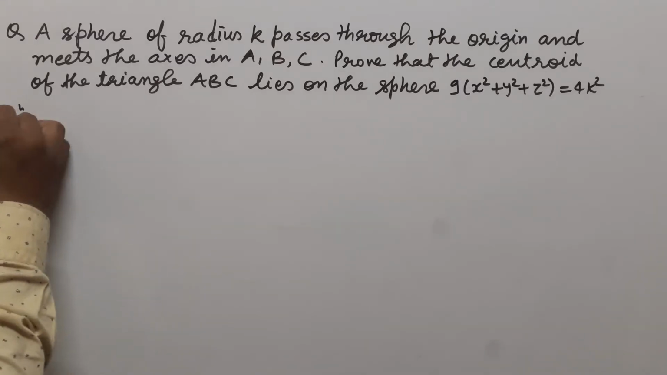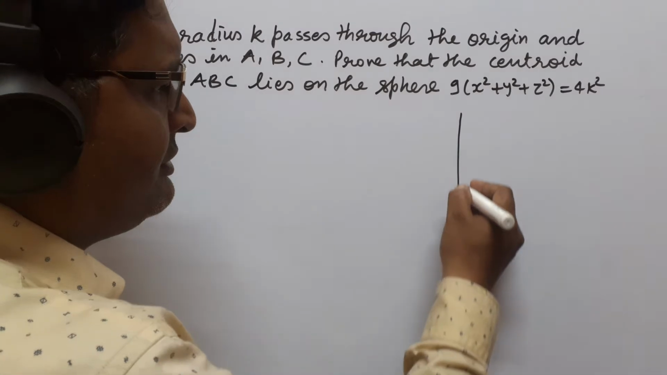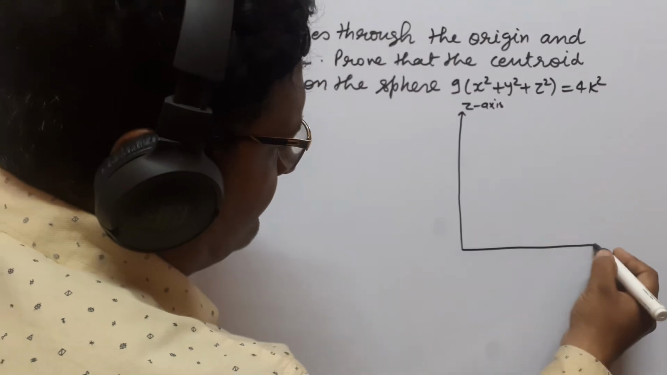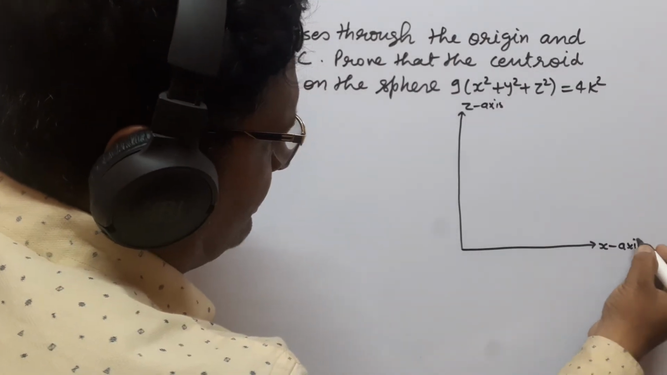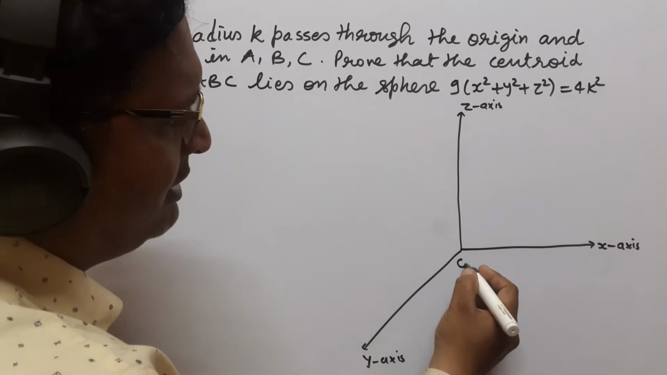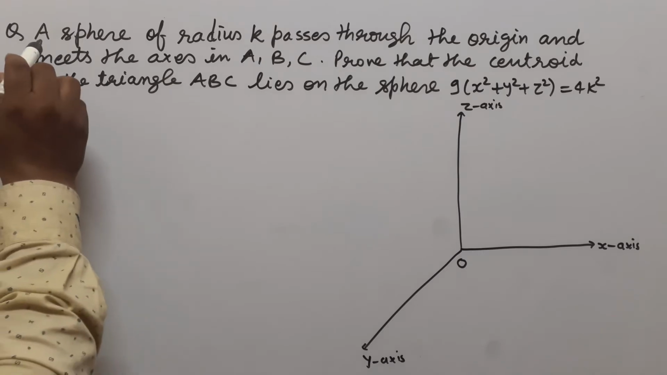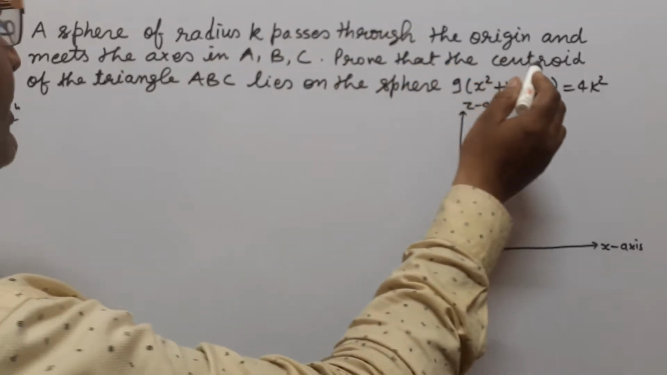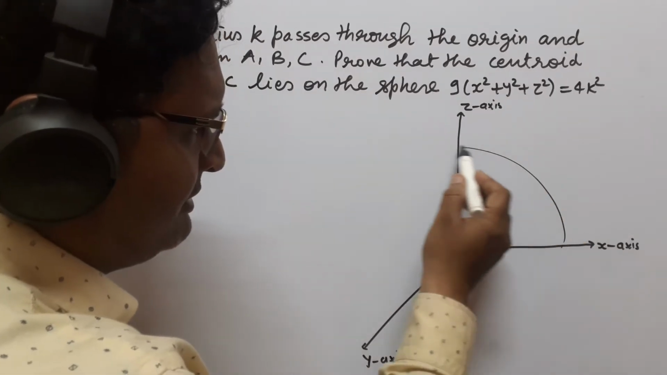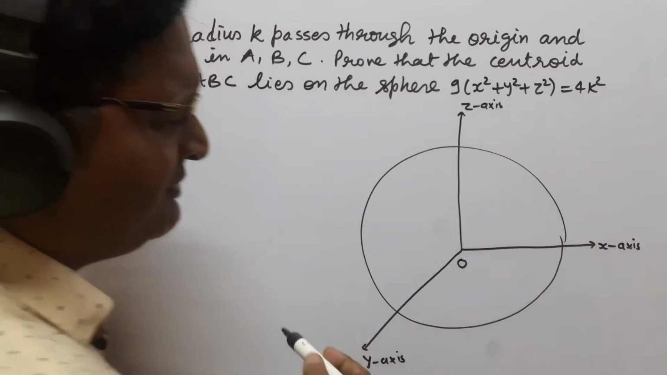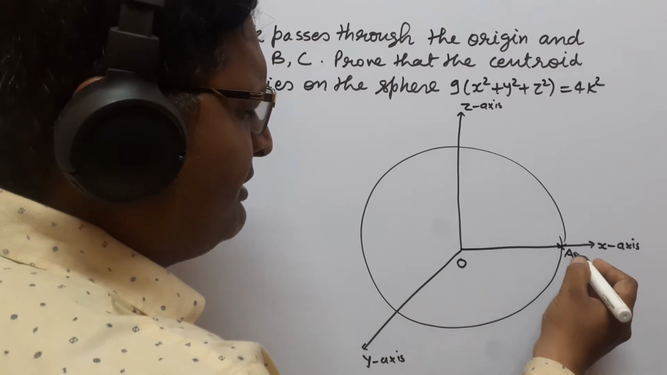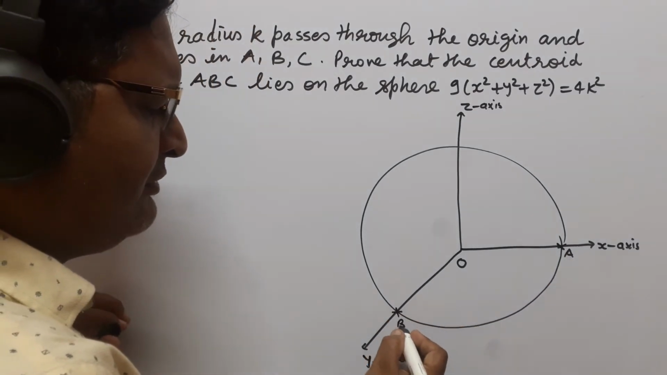So first we draw here the axes. Suppose this is z axis, this is x axis and this is y axis, and here O be the origin. Here it is given that a sphere of radius k passes through the origin and meets the axes in A, B and C. We suppose that this is the sphere.